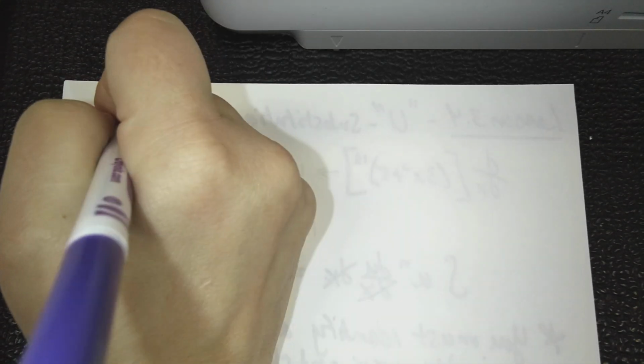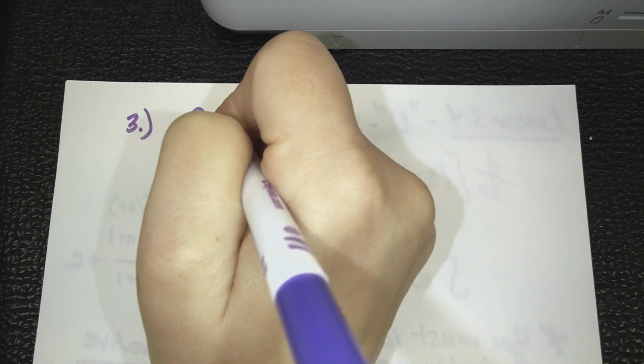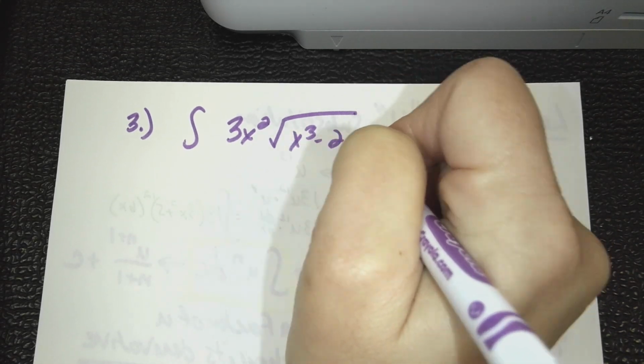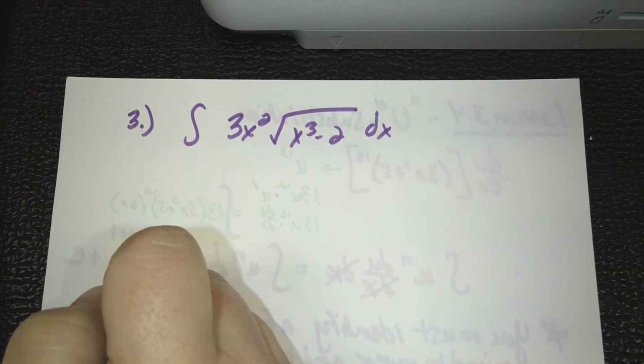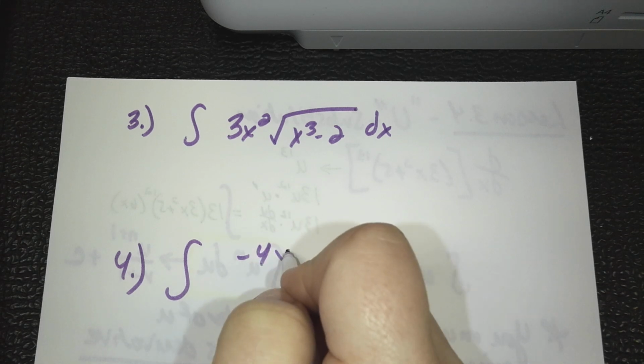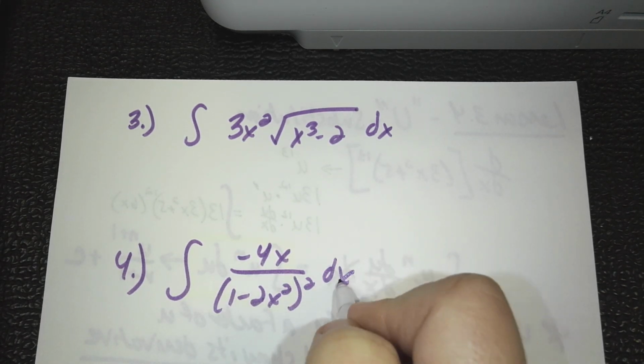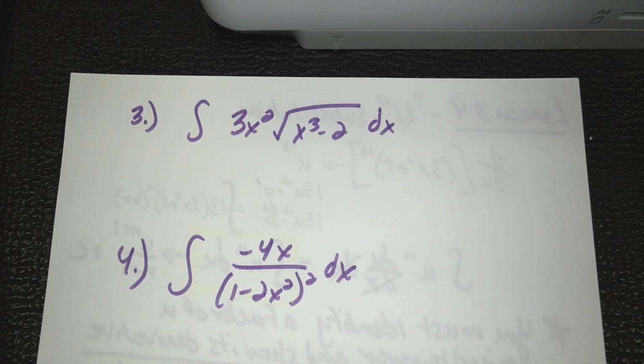It's a great day. Number 3, the integral of 3x squared times the square root of x cubed minus 2 dx. Let's write another one right here: negative 4x times 1 minus 2x squared dx. Might as well write another one.